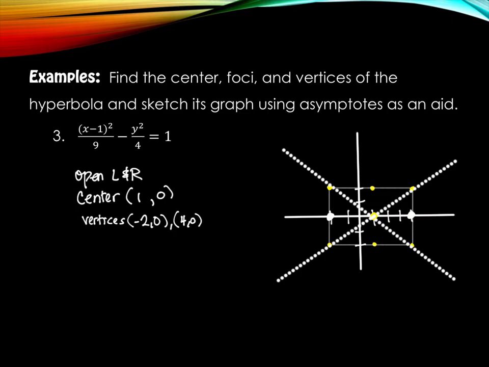Because of the way that this is opening. Now, if it were opening up and down, it'd be broad. But because it's going to be opening left and right, it's going to be tight. I can sketch in how the graph opens pretty quickly here. It's going to open something like this.